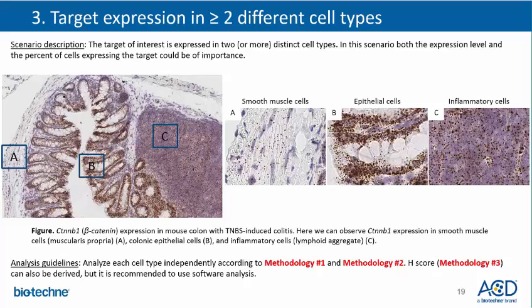An H-score could also be generated, although an H-score for the entire section might not be that informative because of all the different cell types, and rather software should be used to assign an H-score to a specific region or cell type of interest.